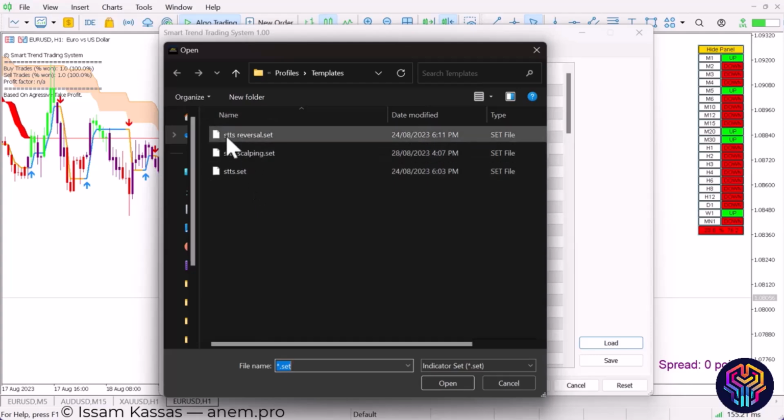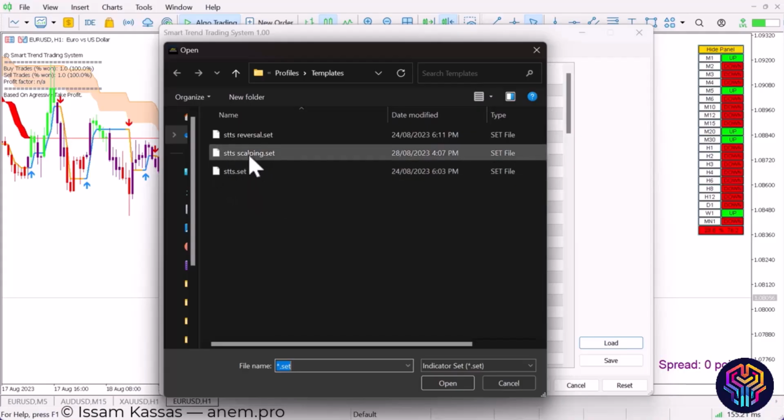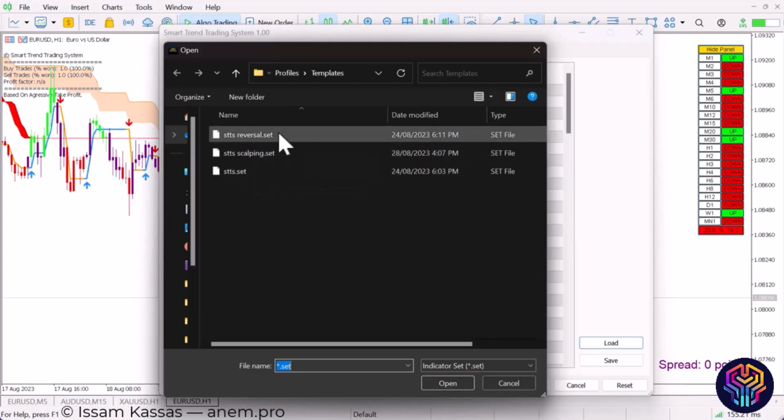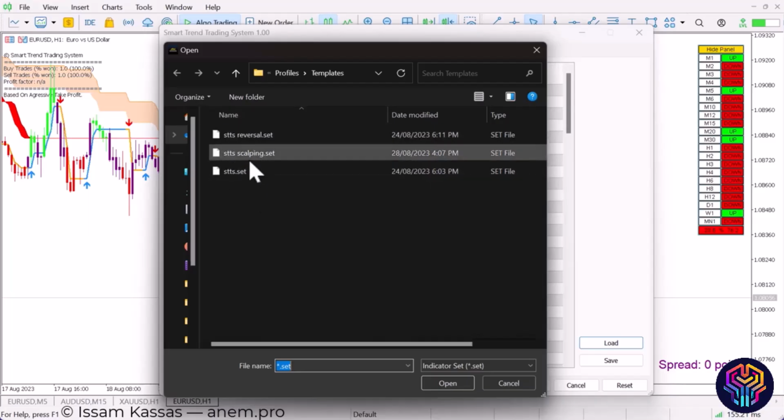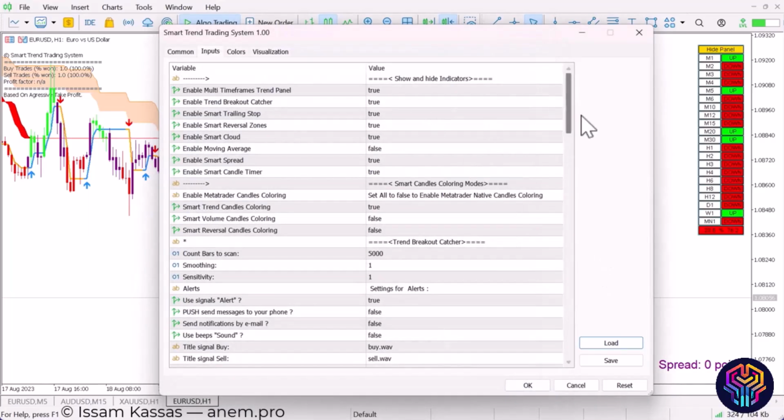So you have the normal trend trading system, where STTS stands for smart trend trading system, and this is a full trend following strategy. This one here is going to be the scalping strategy, and this one here is going to be the reversal strategy. So these are the three strategies, and the presets are already set. All you have to do is select which one you want and then click on open. I have already selected the STTS trend following here, and that is what we're going to use first, and then we go through everything step by step.